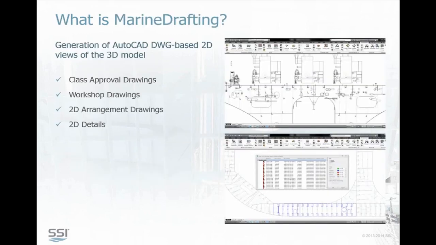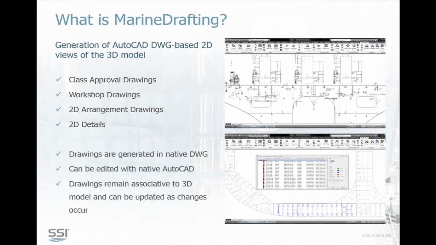Now, what is marine drafting? First and foremost, it begins with class approval drawings in the initial design phase, the concept phase really, but it also includes other aspects such as workshop drawings, 2D arrangement drawings, and other drawings requiring 2D details. Importantly, we want to generate them in native DWG AutoCAD. These can be edited with native AutoCAD, and the drawings should remain associative to the 3D model. As changes occur, they can propagate between the 2D and the 3D drawings and models.